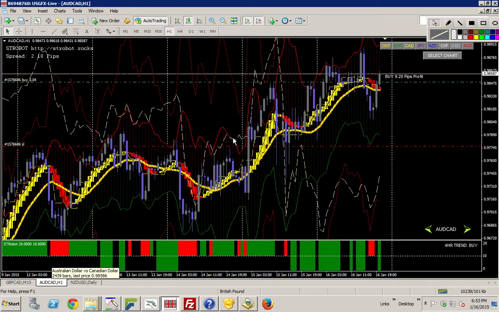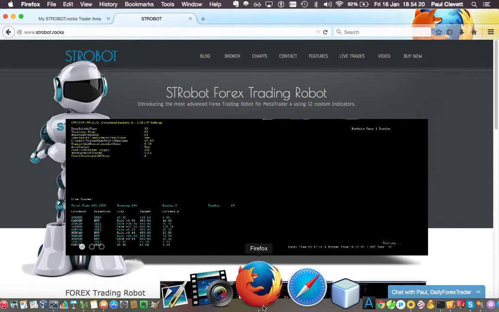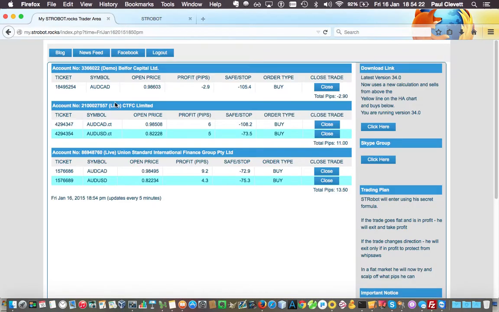Now, we're pretty much flat because we're coming up to the weekend, but what I'm doing is to take you through this. Plus, we've got a web page. We've got a web portal for the traders who are using STRobot. You can see it's got all your open trades. So I've got a demo account here that basically I kind of wreck because we try all kinds of algorithms and things on it.